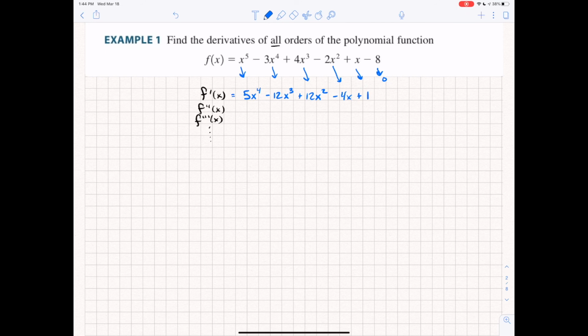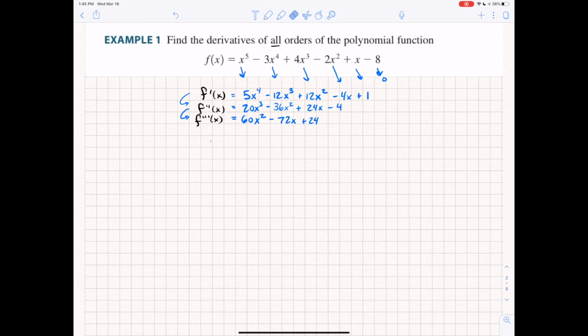And when it comes time to find f double prime, I'm just going to derive f prime. So I'm going to look at what I just found, and I'm going to go through and derive it according to my rules. So the derivative of 5x to the fourth is 20x to the third minus 36x squared plus 24x minus 4. I'm going to take the derivative of it. This will be f triple prime, so the third derivative. This will be 60x squared minus 72x plus 24.